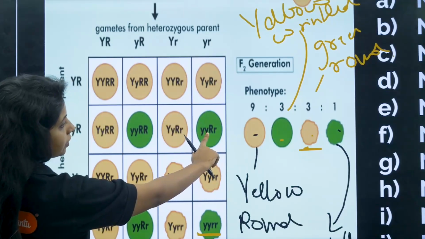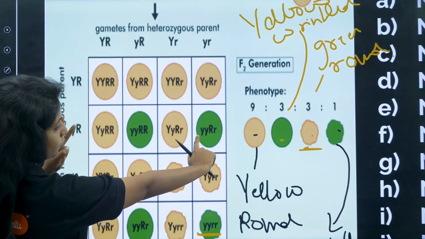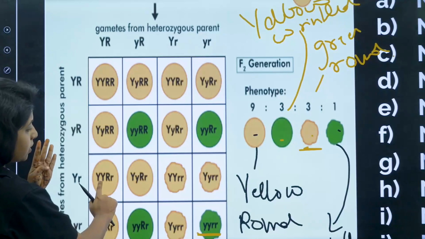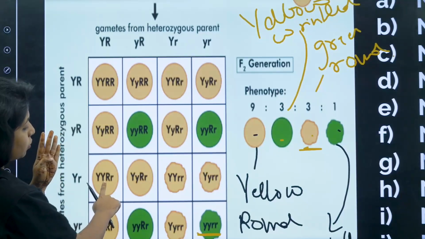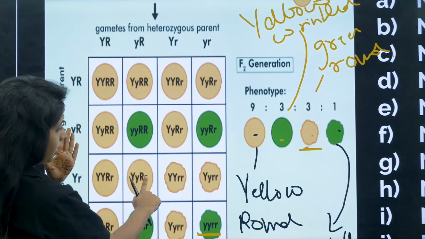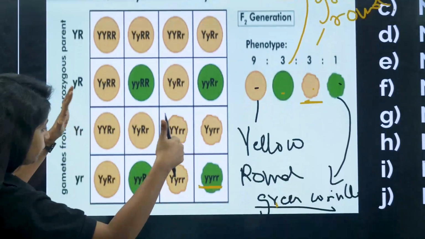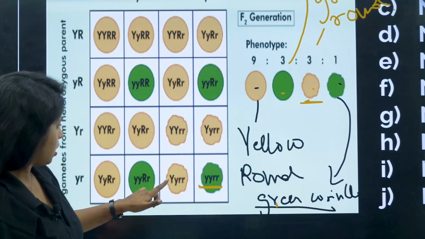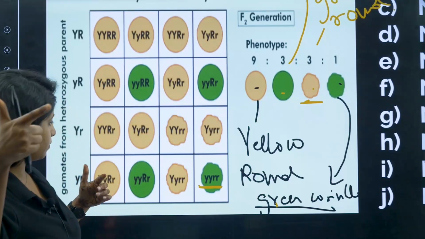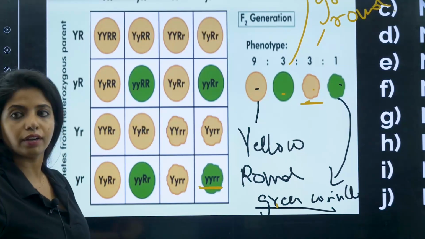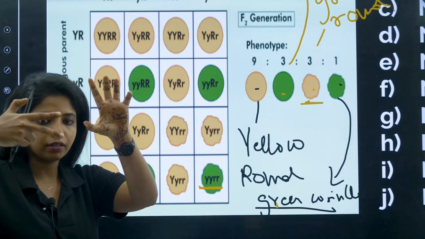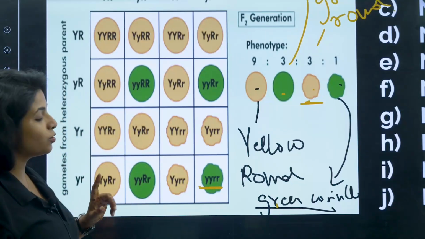Homozygous for one trait, because this is heterozygous and this is homozygous. 4. Again, homozygous for one trait. 6. Homozygous for one trait. Homozygous for one trait. How many? 8. I have 8 of them which are homozygous for one trait.